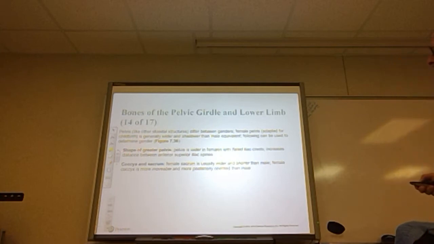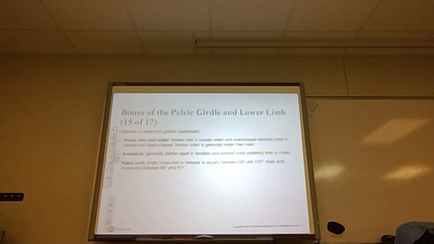The shape of the greater pelvis is wider in females with flared iliac crests, which increases the distance between the anterior superior iliac spines. The coccyx and sacrum of females is usually wider and shorter than the male, and the female coccyx is more movable and more posteriorly oriented than males.